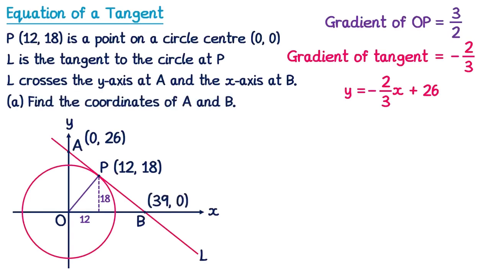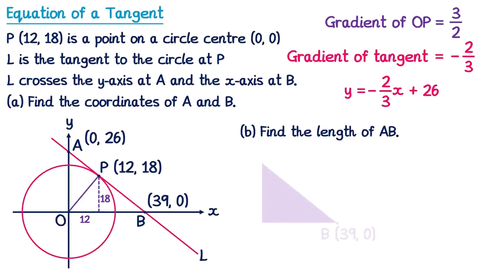There are some other follow-up questions that you need to be prepared for. For example, part B of this question could say, find the length of AB. If we look at the triangle AOB, we know this is a right angle triangle since there must be a right angle at the origin. So if we focus just on this triangle, AOB, let's mark on its points. We've got point B down here at 39, 0, point A at 0, 26, and also the origin.